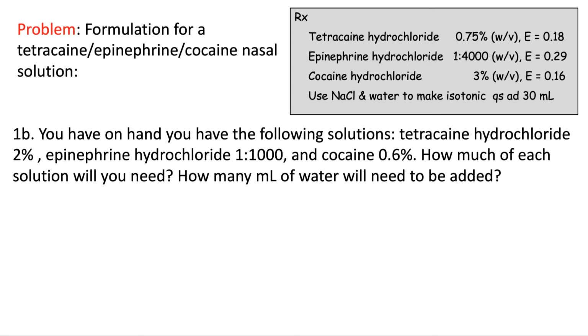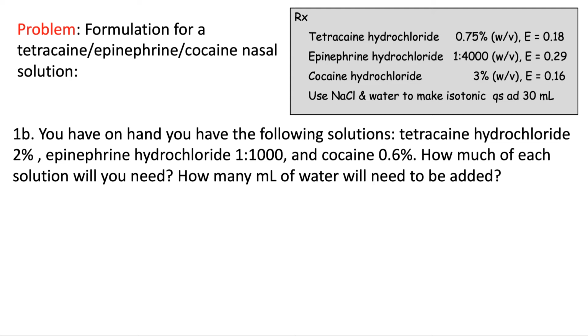The second part of this question, part B, says, you have on hand the following solutions: tetracaine hydrochloride 2%, epinephrine hydrochloride 1 to 1,000 ratio strength, and cocaine 0.6%. How much of each solution will you need, and how many milliliters of water will you have to have in the end? So this is kind of a continuation. Now that we know how much of each of our active ingredients we need, we're going to need to calculate the volumes of the solutions we're using to obtain those active ingredients.